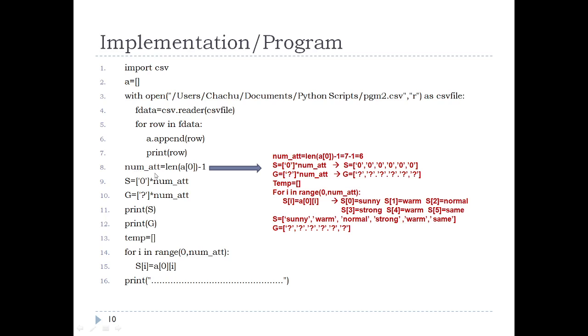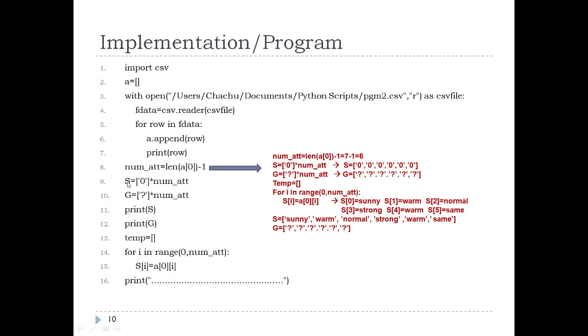Next we will be calculating the number of attributes in this training example. So here we'll take the length of a list. How will we take it? We'll take one row from the list A, then we'll count the number of columns or attribute values. So here we will get 7, because it includes the target concept. So 7 minus 1, we will get the real number of attributes from this training example, that is 6. So the number of attributes variable will have the value 6.